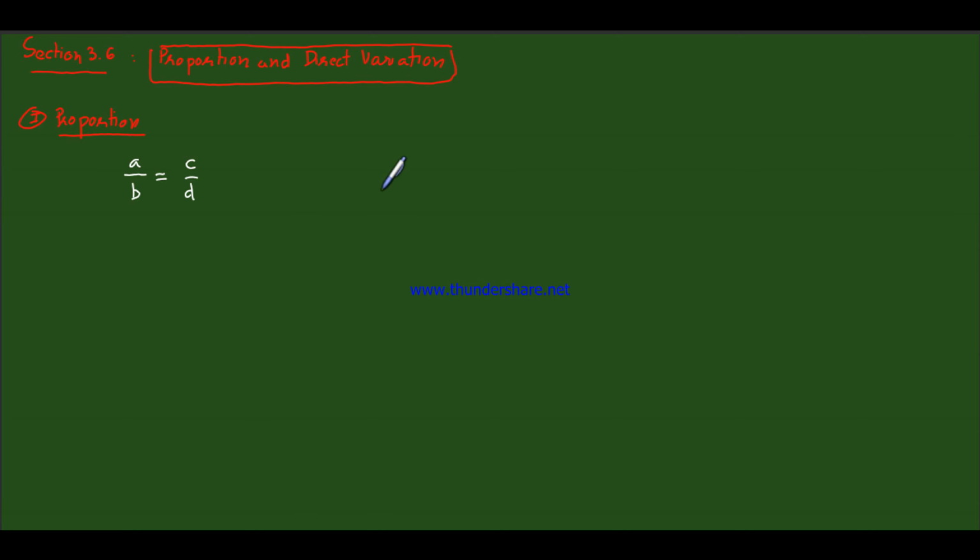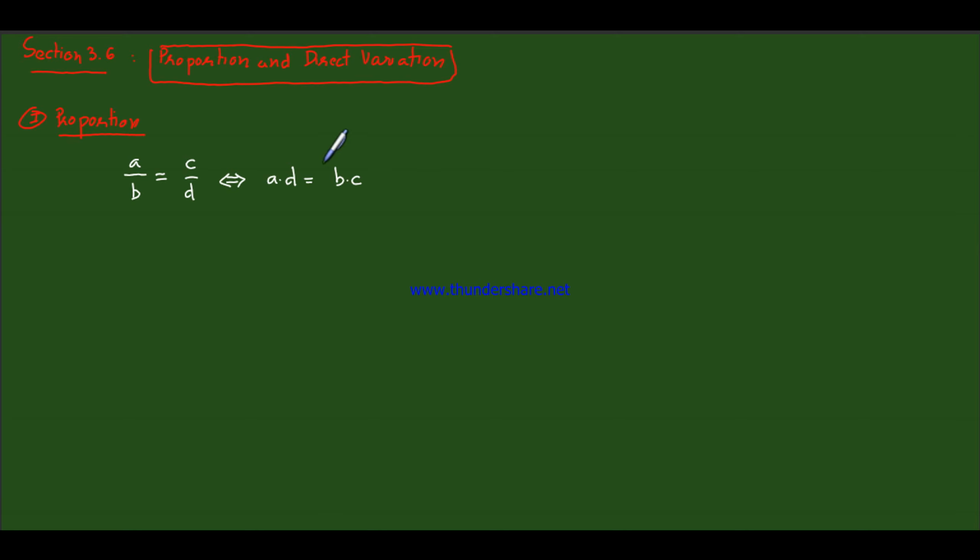And this proportion is equivalent to A times D equal B times C.